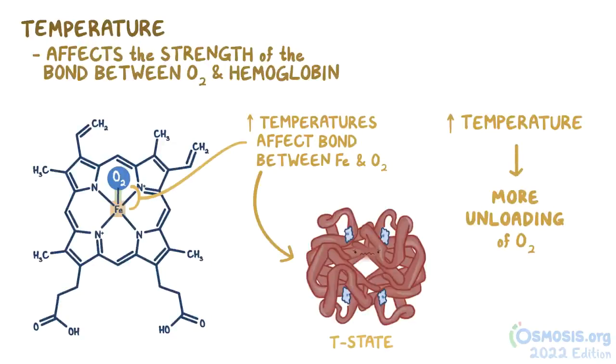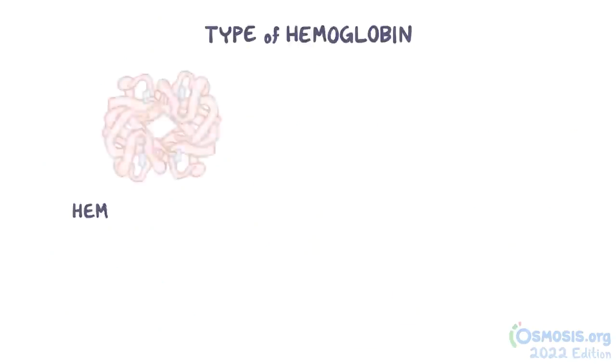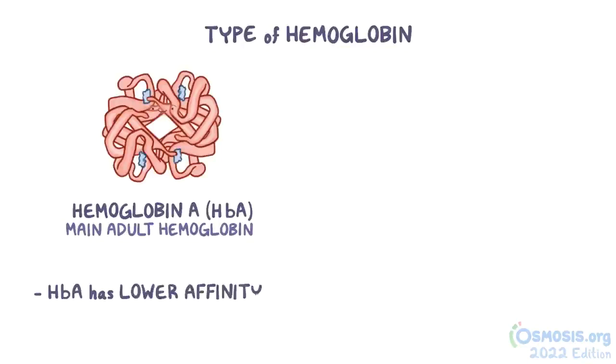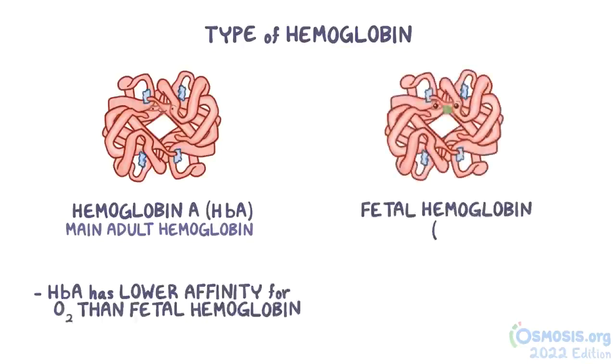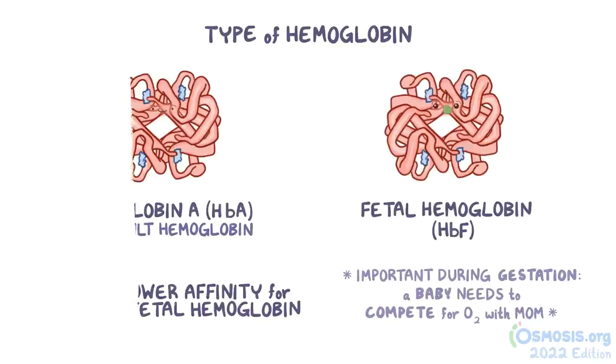Finally, hemoglobin's affinity for oxygen can depend on the type of hemoglobin. For example, hemoglobin A, which is the main adult hemoglobin, has a lower affinity for oxygen than fetal hemoglobin. This is important during gestation. Since a baby needs to compete for oxygen with mom, it's helpful to have a higher affinity for oxygen than mom to help efficiently transfer oxygen to the baby.